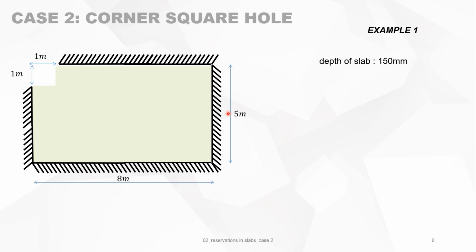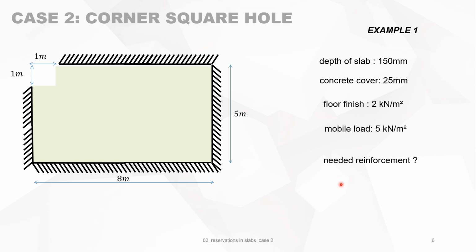You have a slab 5 by 8 with a reservation of 1 by 1. The depth of the slab is 15 centimeters, concrete cover 25 millimeters, the floor finish is 2 kilonewton per square meter, and the mobile load is, for instance, 5 kilonewton per square meter. What is the needed reinforcement in this slab? Well, the load in ULS is 1.35 times the permanent load plus 1.5 times the mobile load. This gives you 15.26 kilonewton per square meter.